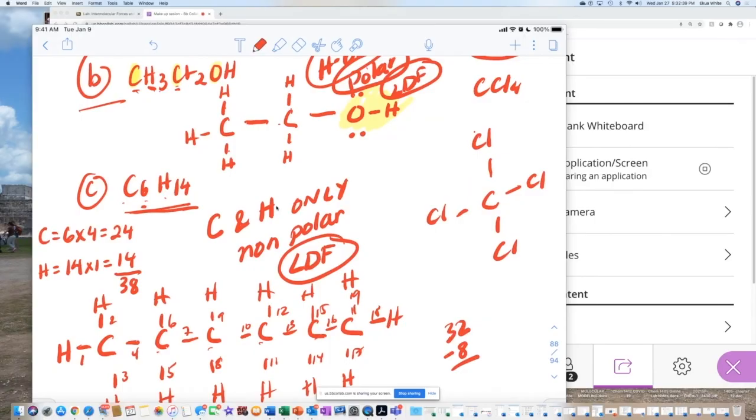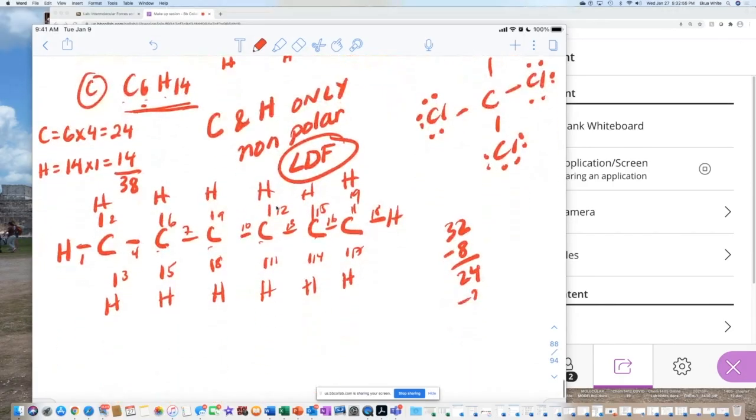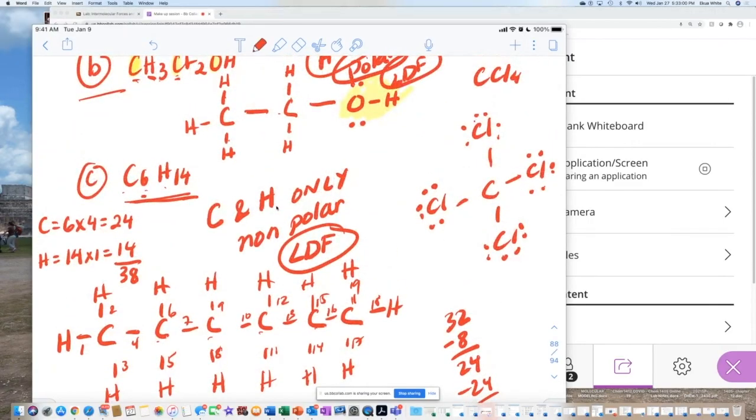32 minus 8, 24. Thank you. 1, 2, 3, 4, 5, 6 on each chlorine. 6 times 4 is 24. I just used all electrons, right? I'm out. Now I'm judging the Lewis structure.